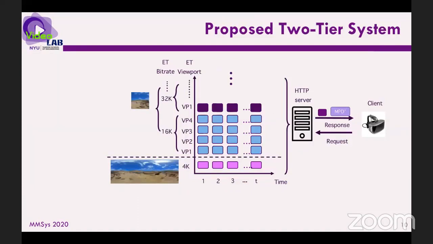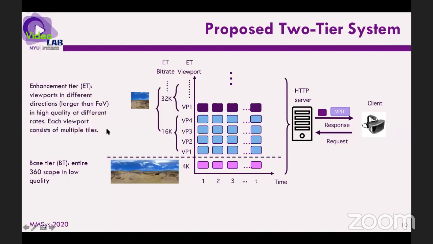So we have proposed a two-tier streaming system as illustrated here. The bottom shows the base tier. The base tier includes segments that are coded in the entire 360 scope in low quality. And the top is the enhancement tier. The enhancement tier includes viewports that cover different directions, and they are coded in high quality at different bit rates.